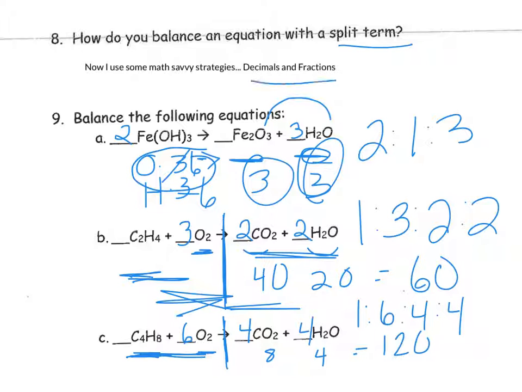I didn't have to use any decimals and fractions here, but I'm going to get to that and show you how to do that too. It would be like if this was an odd number. Like what if I've gotten 15 oxygens over here? There's nothing that you can put in front of that 2 to make it a 15. So you would have to use a decimal and then multiply everybody across. And I'll explain that here in a bit.